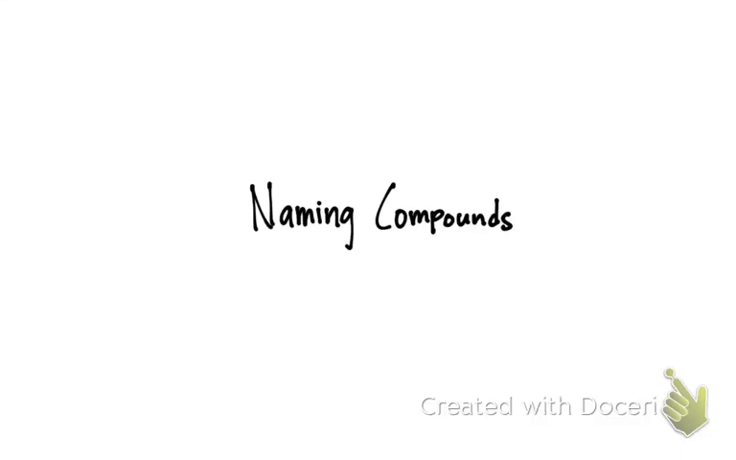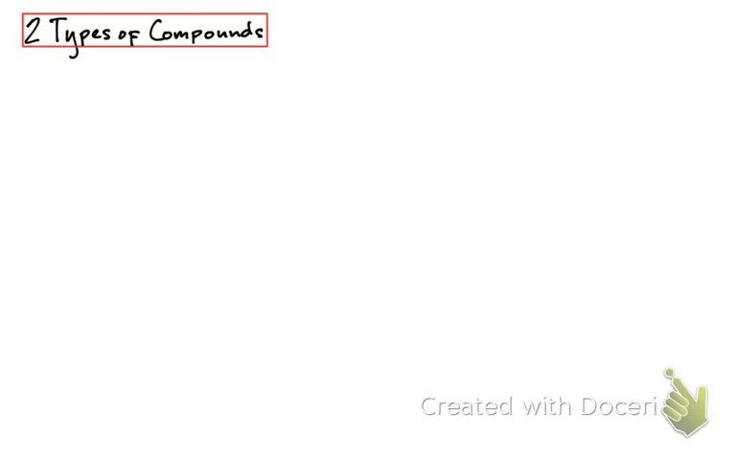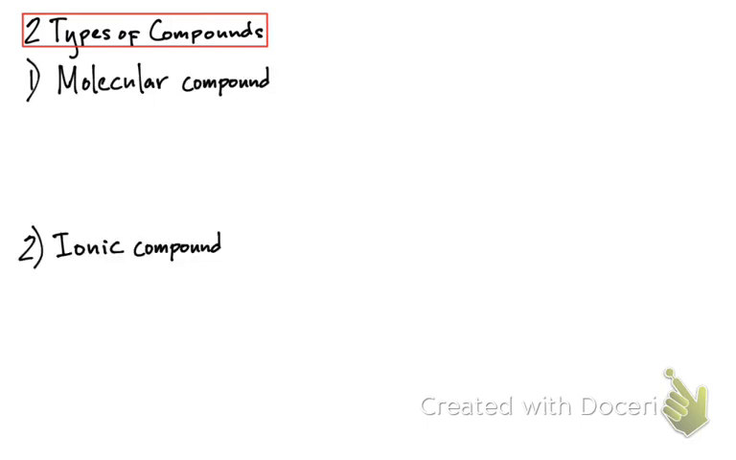Hello everyone. So today you're going to learn about nomenclature, which means naming compounds. So last time you learned that there are two different types of compounds, right? There's molecular compound and ionic compound. The difference is in their composition, elemental composition.